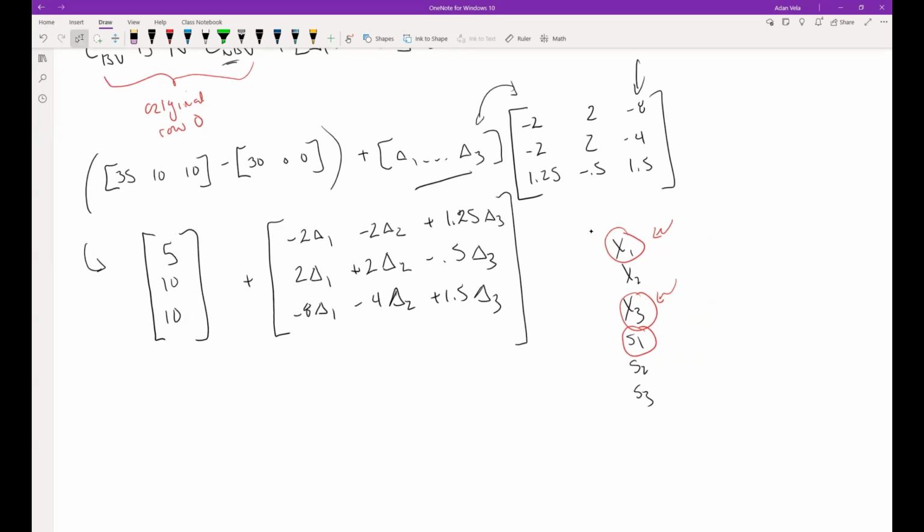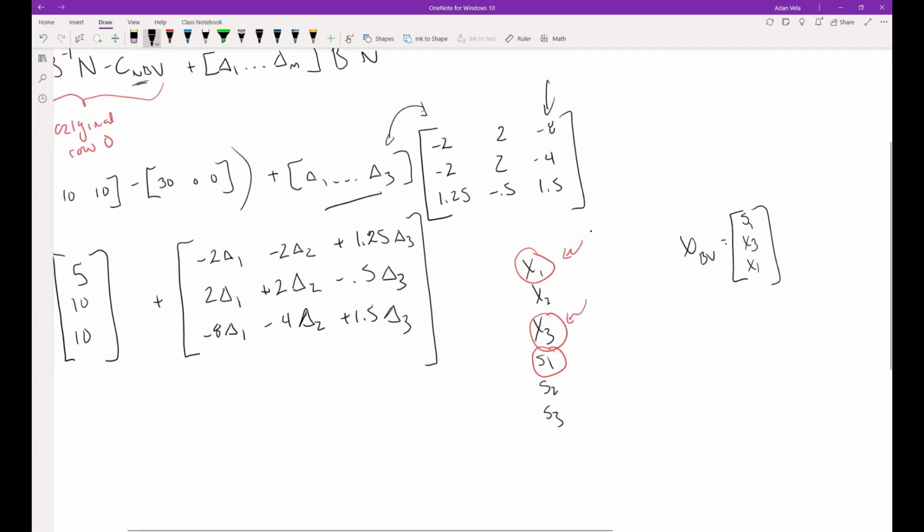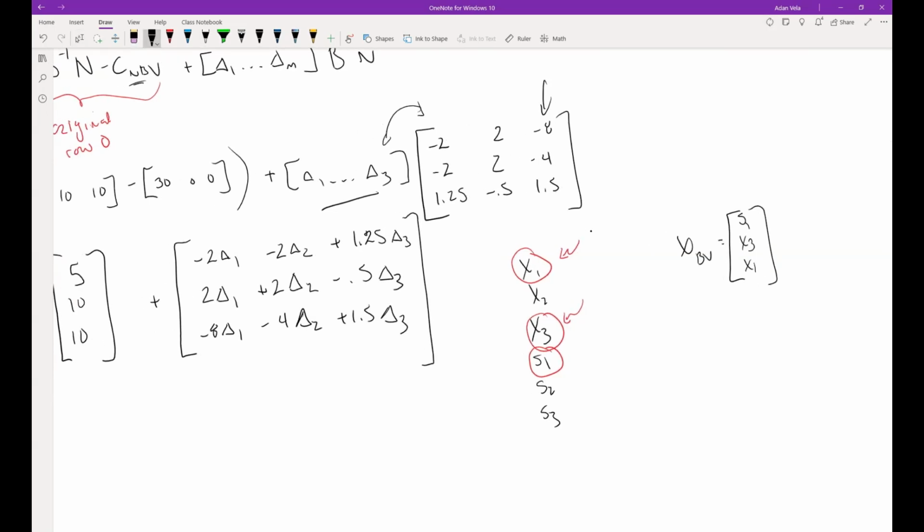Okay, so in this case, if you guys remember, our XBV was S1, X3, and X1. So it was a little bit out of order, right? What that means is if we wiggle the cost equation related to X3, that actually corresponds to delta 2, because it's the second element in XBV.